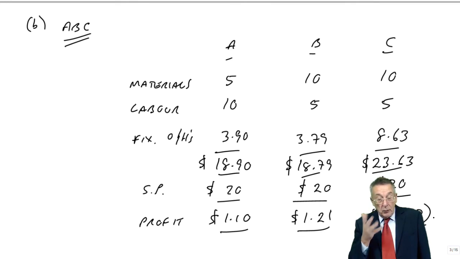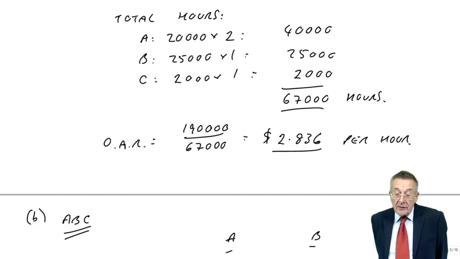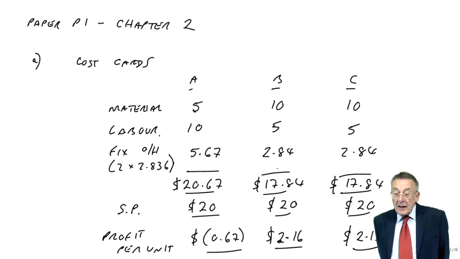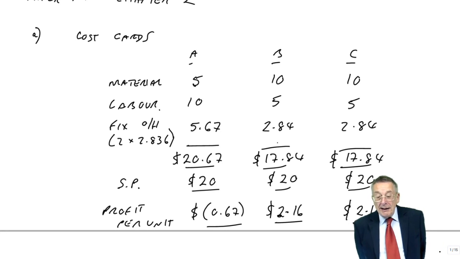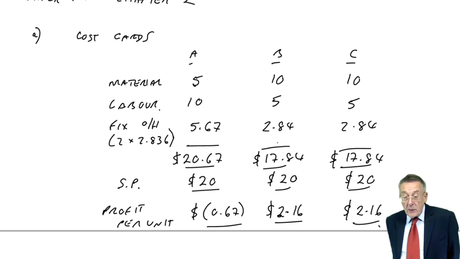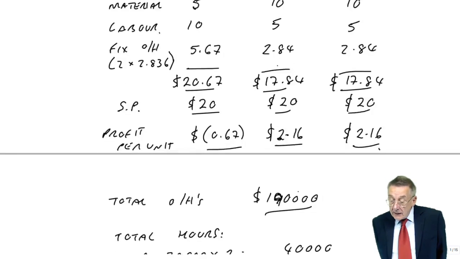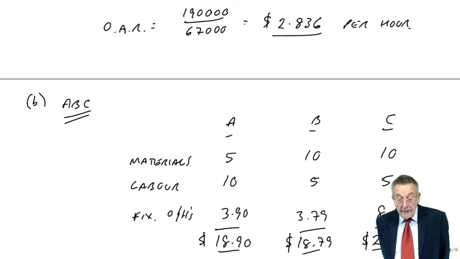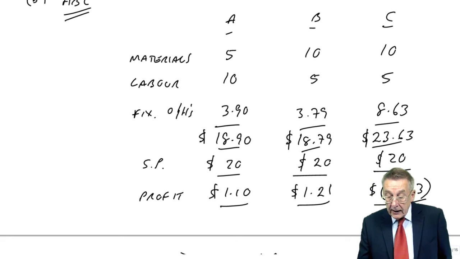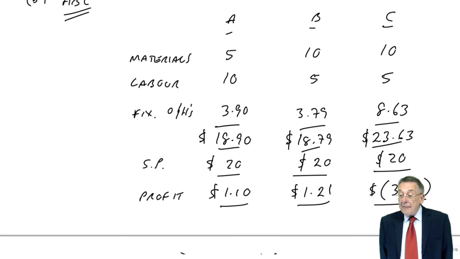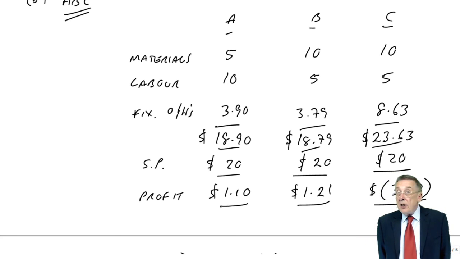And so what's happened? On a traditional approach, we said earlier, every question's different, but in this particular question, it was A we were worried about, B and C were nice and profitable. But I said, A, we're selling too cheaply. If it costs $20.67 to make, we should be selling at a higher price. It turns out, in fact, on an activity-based approach, that A isn't a problem. A is making a profit. B's making a profit. C is the problem. It's C where we're selling too cheap. At a selling price of 20, it is loss-making.